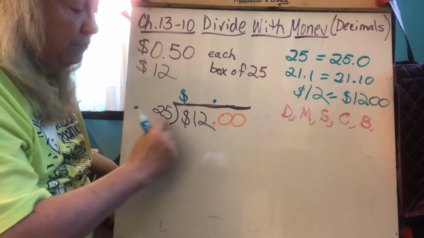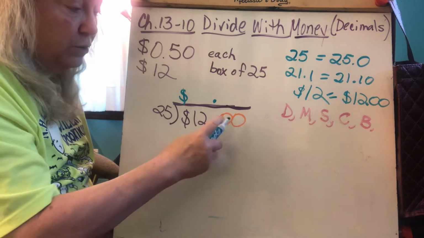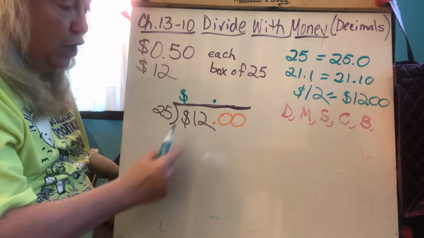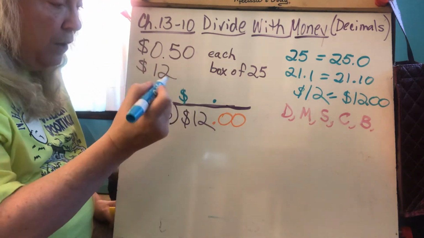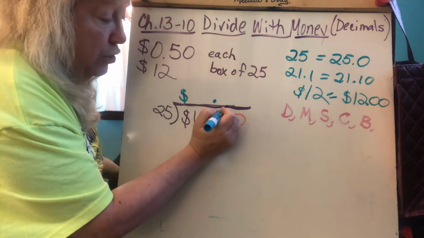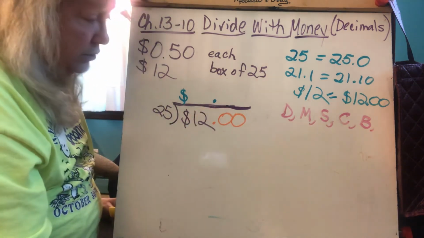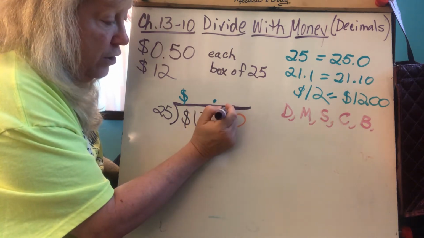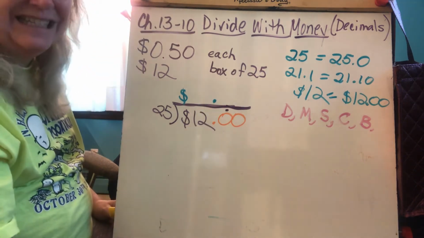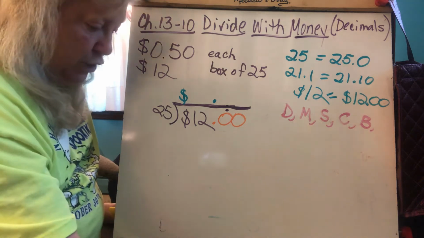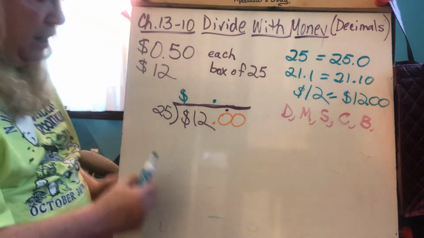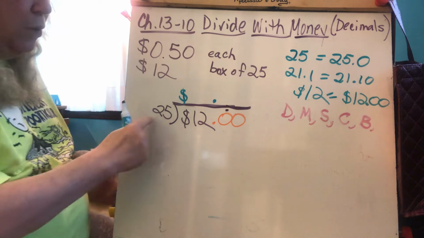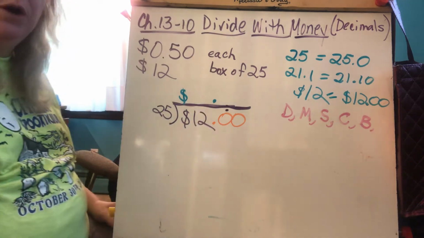25 will not go into 12, but 25 will go into 120. So we're going to begin our answer over. I'm going to use a different color here. We're going to begin our answer over the first 0, okay? So how many times about will 25 go into 120?